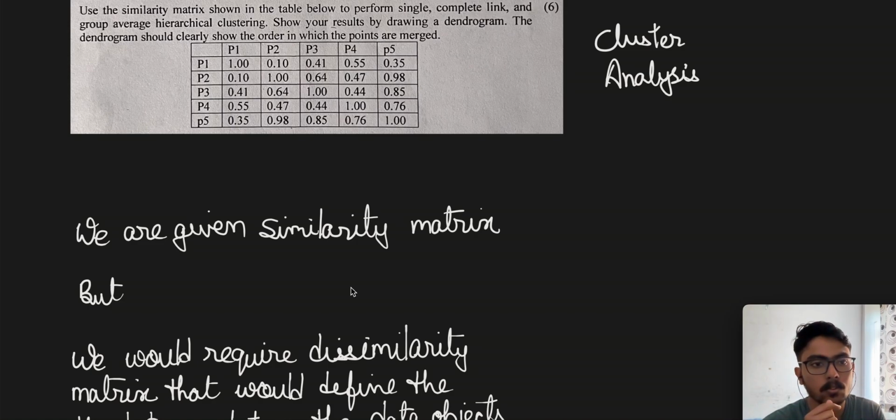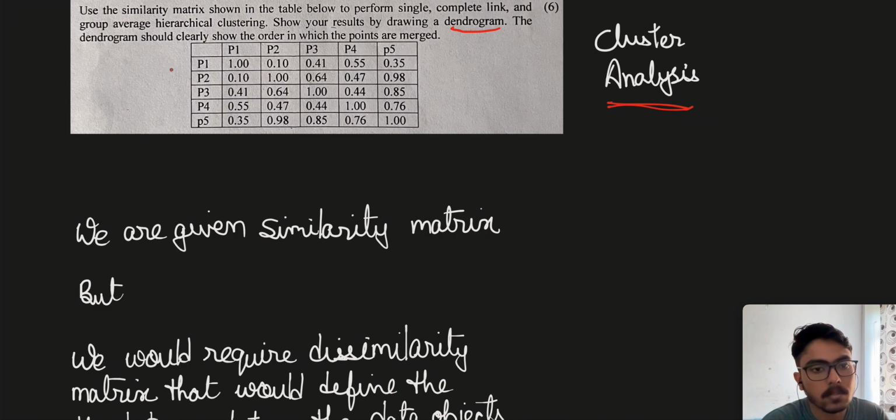So today we are going to discuss another very important topic in data mining. This problem is based on cluster analysis, as you might have guessed by the topic written here. So let's solve. Use the similarity matrix shown in the table below to perform single, complete and group average hierarchical clustering. Show your results by drawing a dendrogram. The dendrogram should clearly show the order in which the points are merged.